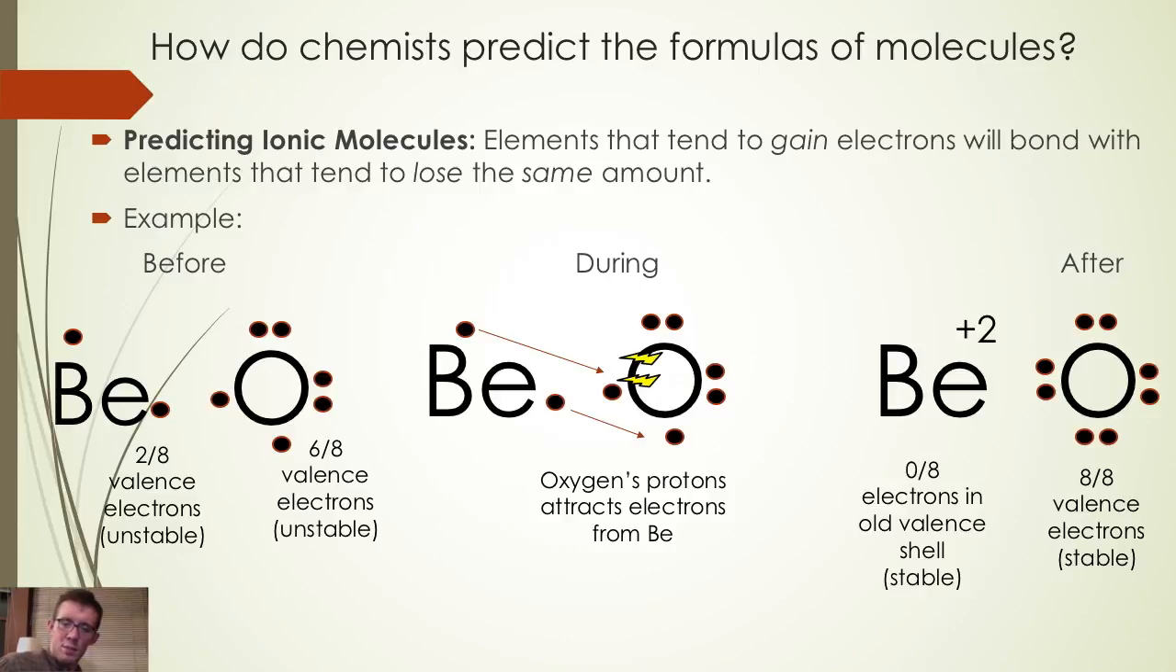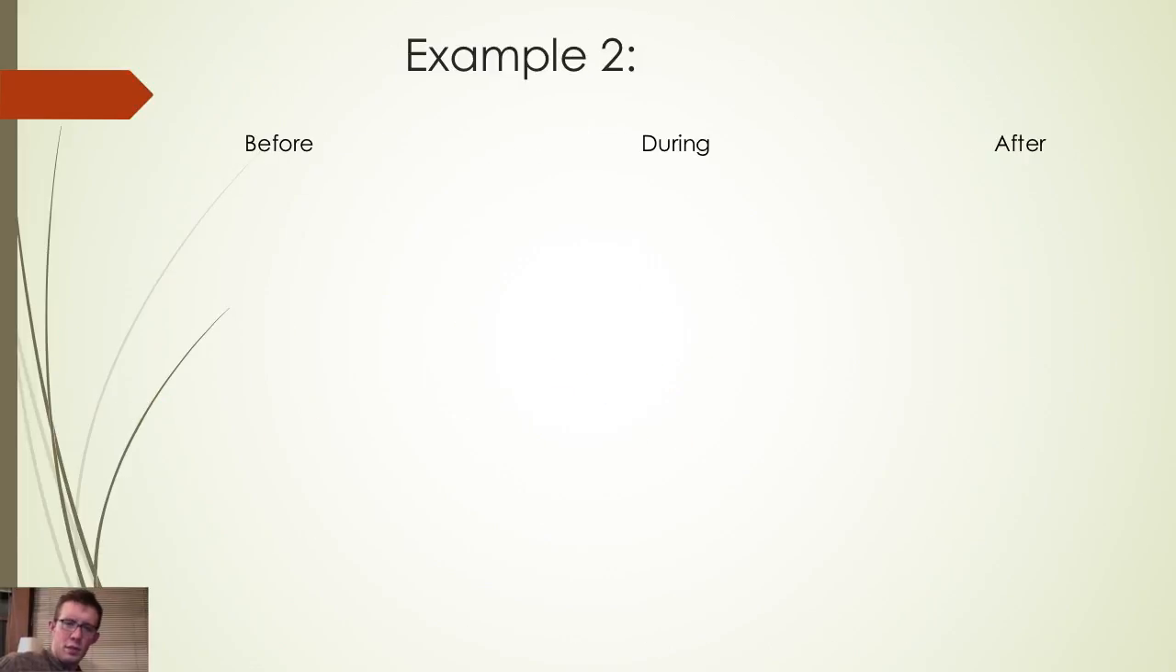And in this process, beryllium would get a positive 2 charge because it lost 2 negative electrons, and oxygen would gain a negative 2 charge because it gained 2 negative electrons. But it turns out oxygen doesn't need to gain its electrons from the same atom.